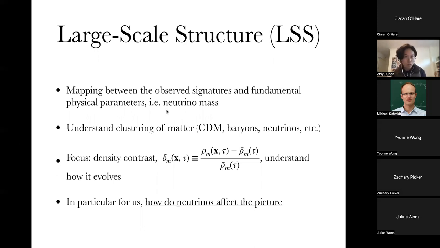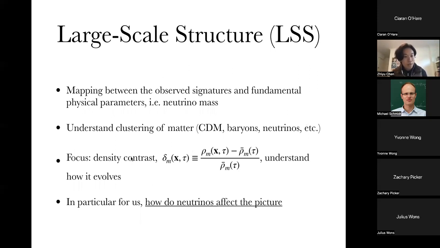So for a particular neutrino mass, can we calculate theoretically and predict what kind of structures we should see and what kind of statistical signatures in these structures there ought to be? And to do this, we need to understand the clustering of all matter. So CDM, baryons, massive neutrinos, plus any other potential matter species or dark matter candidates out there. We have to understand how they all contribute to the formation of the universe.